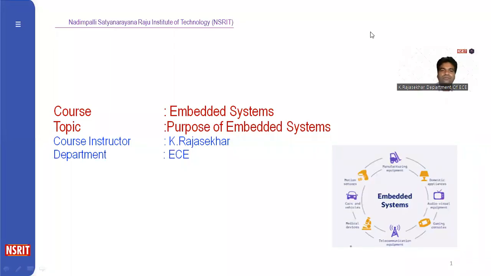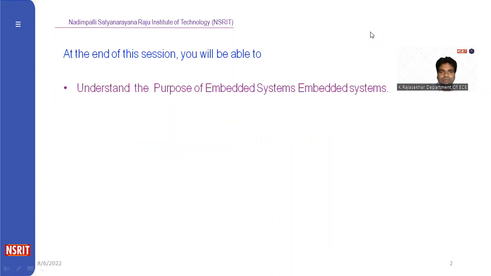Welcome to all for the course Embedded System. Today our topic is the purpose of the embedded system. At the end of the session, we will be able to understand the purpose of the embedded system.